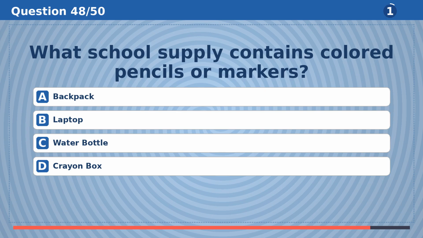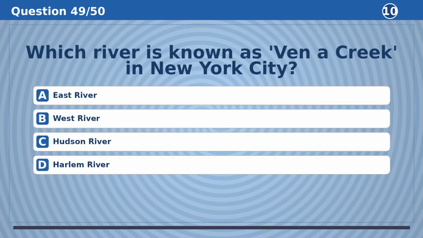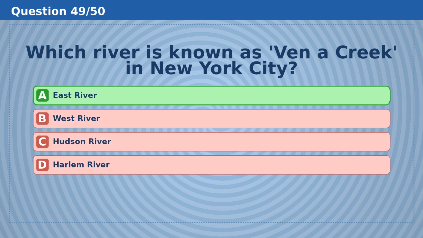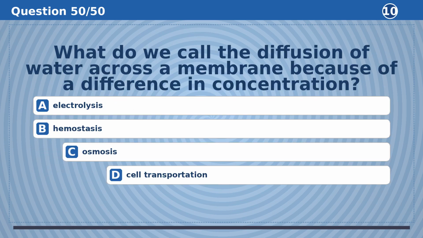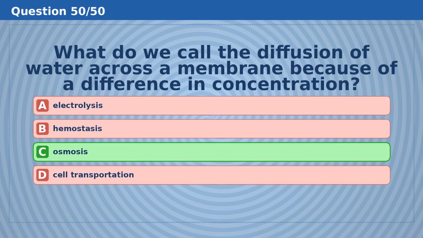What school supply contains colored pencils or markers? The answer is A, Backpack. Which river is known as Vena Creek in New York City? The answer is A, East River. What do we call the diffusion of water across a membrane because of a difference in concentration?